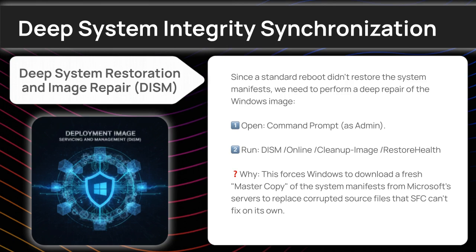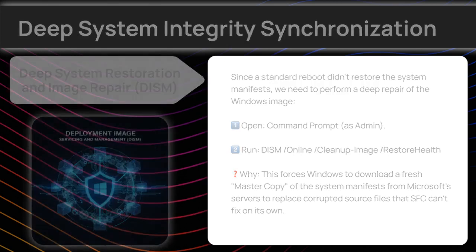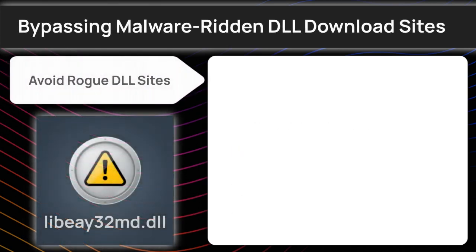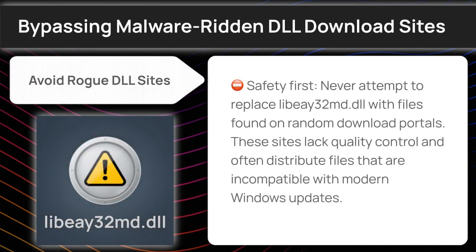Why are we doing this? Well, this forces Windows to download a fresh master copy of the system manifests from Microsoft servers to replace corrupted source files that SFC can't fix on its own. To protect your system architecture, I have a few recommendations regarding file authenticity. Safety is paramount. Never attempt to replace the OpenSSL multi-threaded library 32 DLL with binaries found on unverified download portals that lack quality control and often distribute files incompatible with modern Windows security updates.